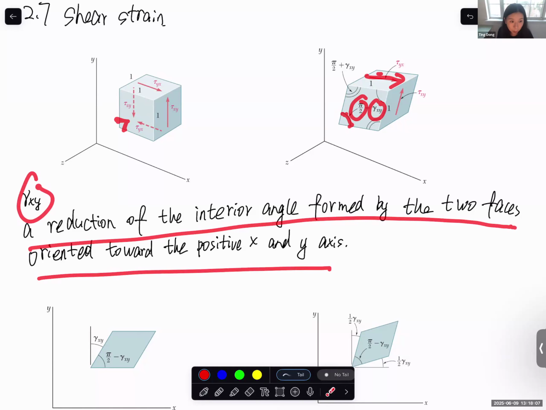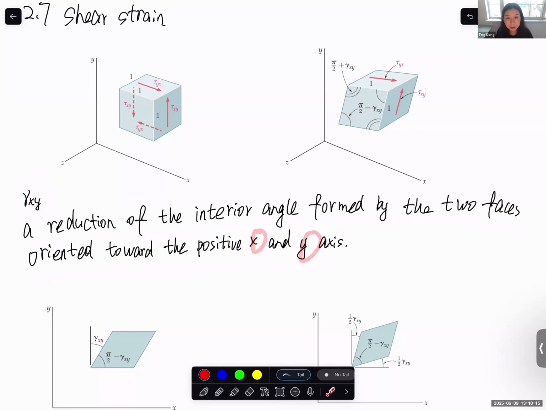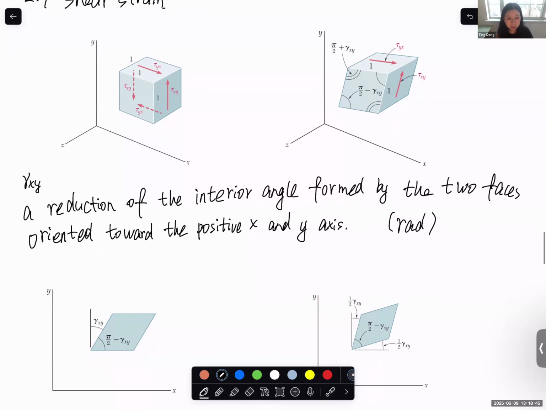For gamma yz, it becomes the positive y and z faces. For zx, it becomes the z and x faces. This is the definition of shear strain, and the unit for the reduction angle is radians. We can also say it's dimensionless, because normal strain is the elongation over the original length, so it has no units. Shear strain in radians is also considered as no unit. So don't use degrees in your calculation, use radians.